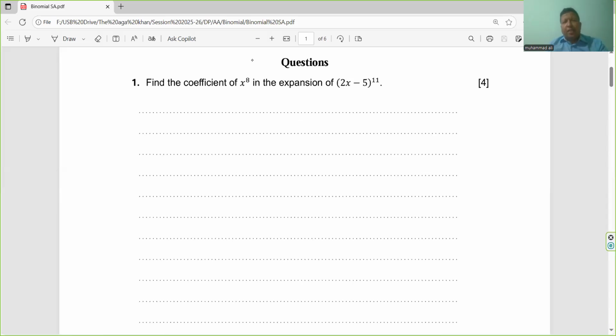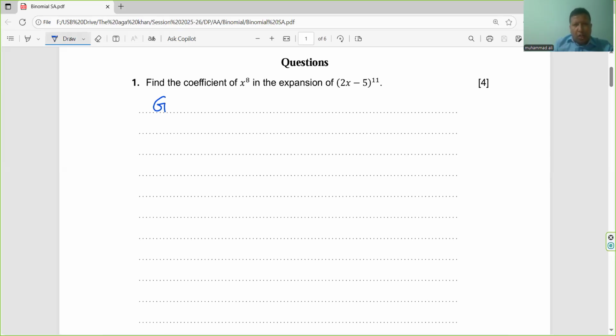Today we try to solve some questions from the DP1 Math AASL Binomial Expansion chapter. Question number 1. Find the coefficient of x to the power 8 in the expansion of (2x minus 5) whole to the power 11. We have to use the general term formula.